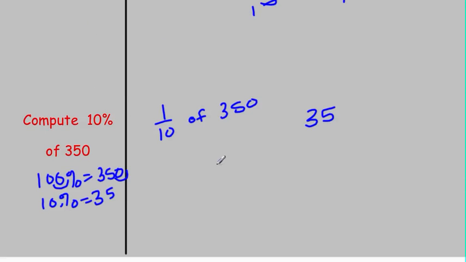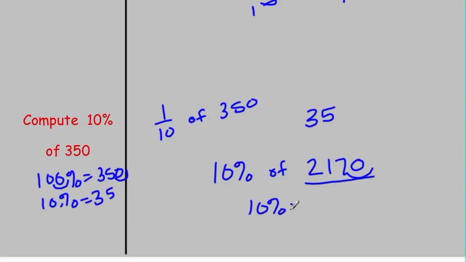Let's try another one really quick on 10%. 10% of 2,170. Well, 100% would be this whole thing. So if I came in 1, 10% would equal 217.